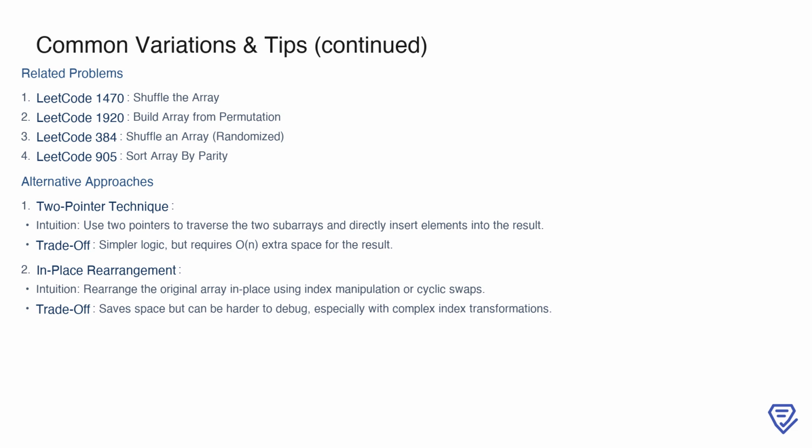Now, let's look at some alternative approaches to solving shuffle problems. The two-pointer technique is one option. Here, you use two pointers to traverse the two subarrays and directly insert elements into the result. This method is intuitive and simplifies the logic but does require extra space to store the result. Another approach is in-place rearrangement. Instead of using extra space, you manipulate the original array directly through index transformations or cyclic swaps. While this saves space, it can be harder to debug due to the complexity of managing the indices correctly. Both approaches have their trade-offs, so choose based on the problem's requirements.